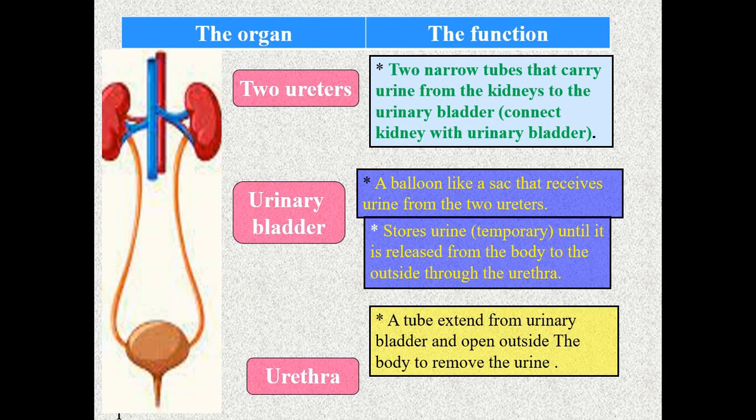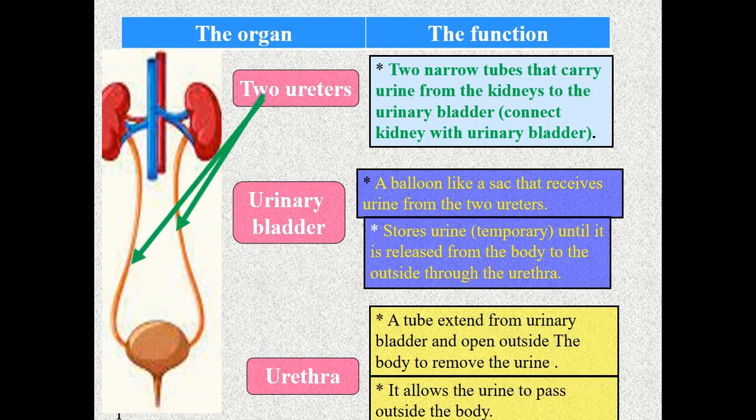So the urinary bladder stores urine temporarily for a small time until it is released outside the body. How is it released? Through the urethra. The urethra is a tube that extends from the urinary bladder and opens outside your body to remove urine, and it also allows urine to pass outside, of course. I think the urinary system is so much easier than the circulatory system.